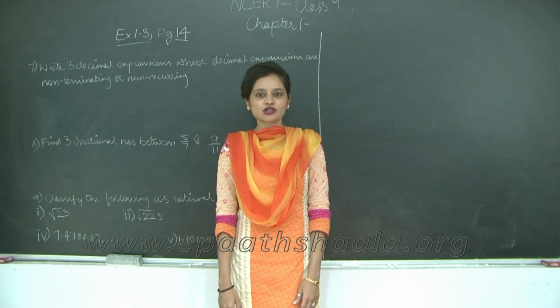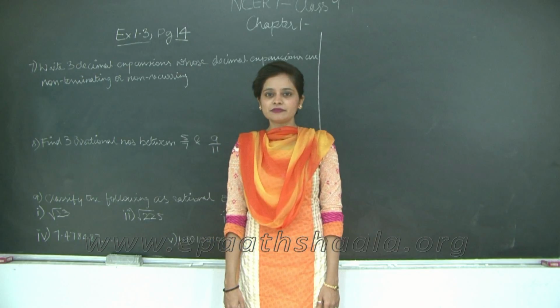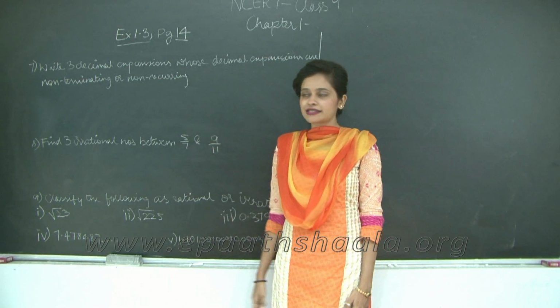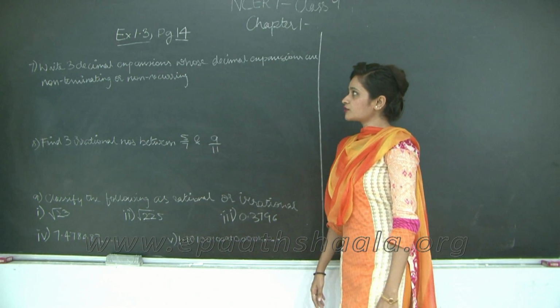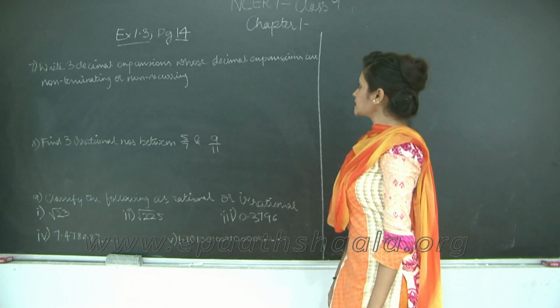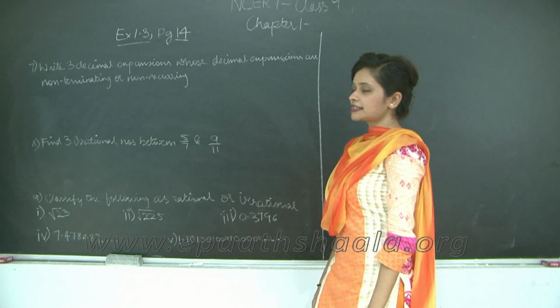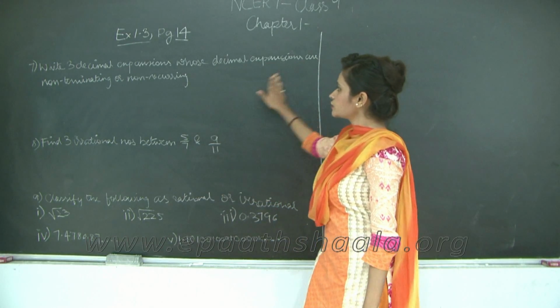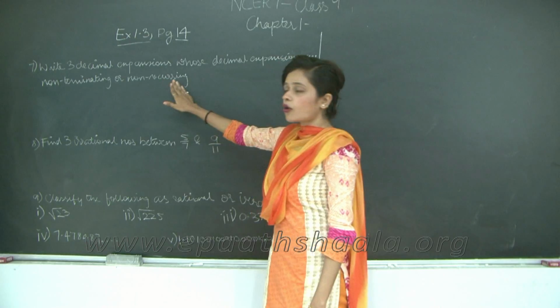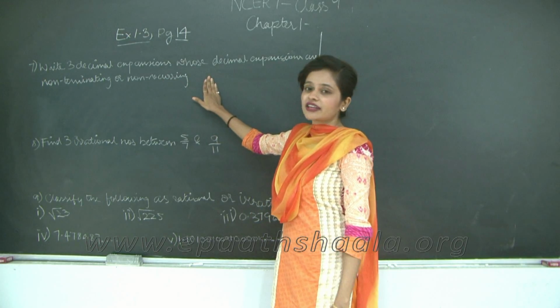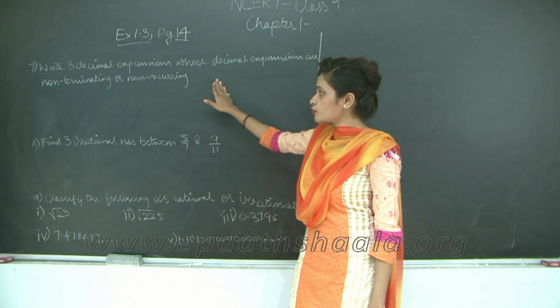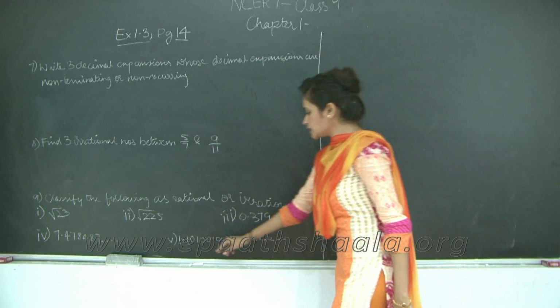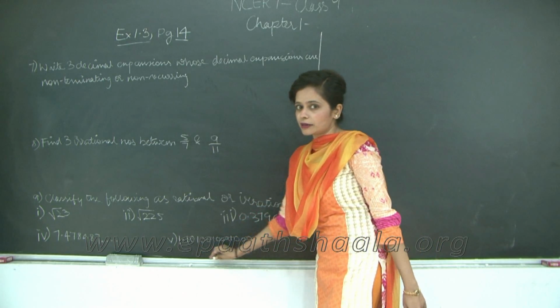Hello students, let's continue with exercise 1.3 of number systems. So we are on question 7. Write down 3 decimal expansions whose decimal expansions are non-terminating and non-recurring. So according to this, let's read. Decimal expansions are non-terminating and non-recurring. These types of decimal expansions are true only for irrational numbers. That means we have to mention any 3 irrational numbers.